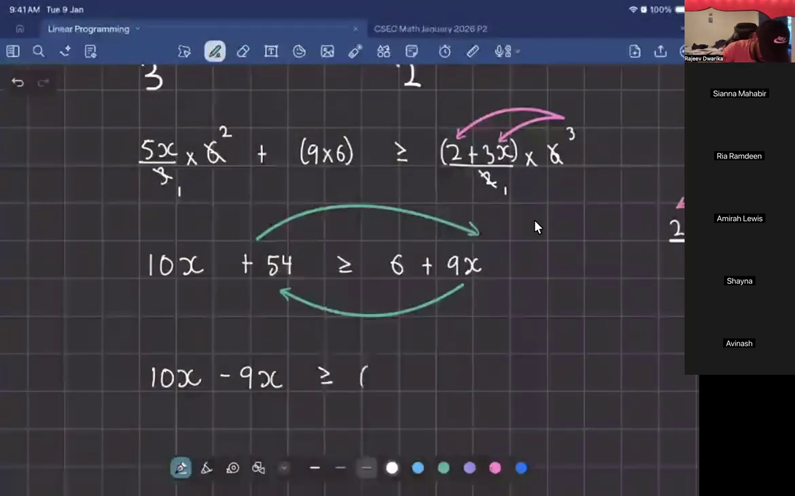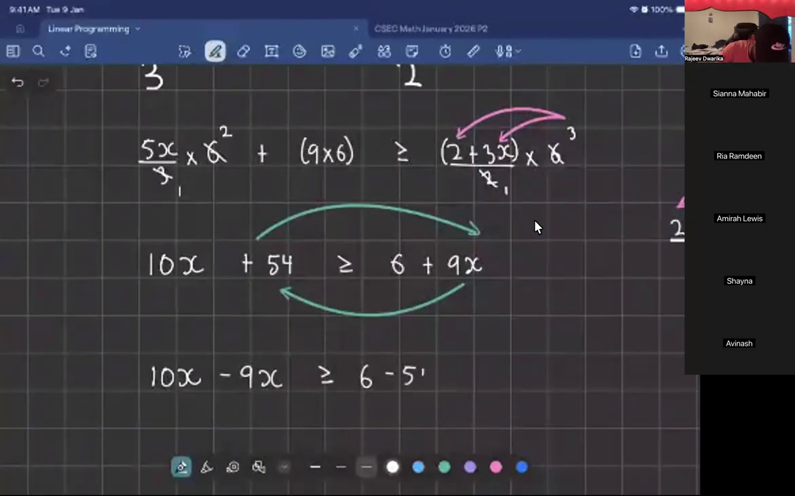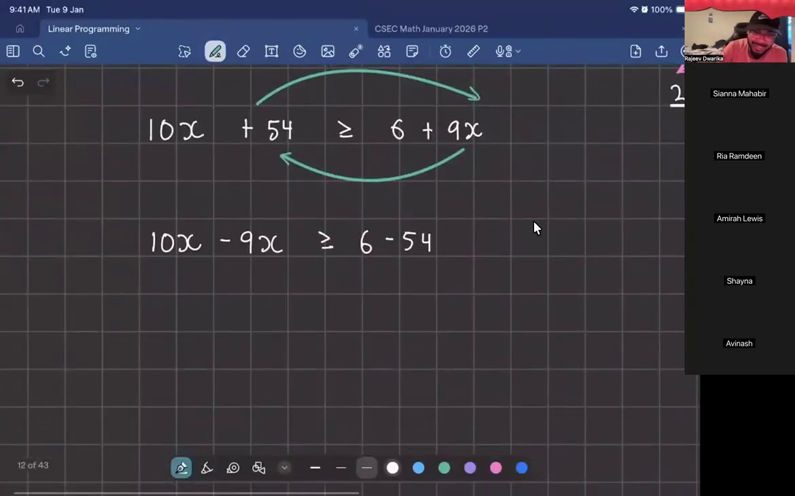To 6. And then negative 54. Yes. You see, if you stay quiet, you probably would not get that correct. It's a good thing you're talking. Right, what is 10x minus 9x? Imagine you have 10x's and you take away 9. 1x. 1x, right? All right.